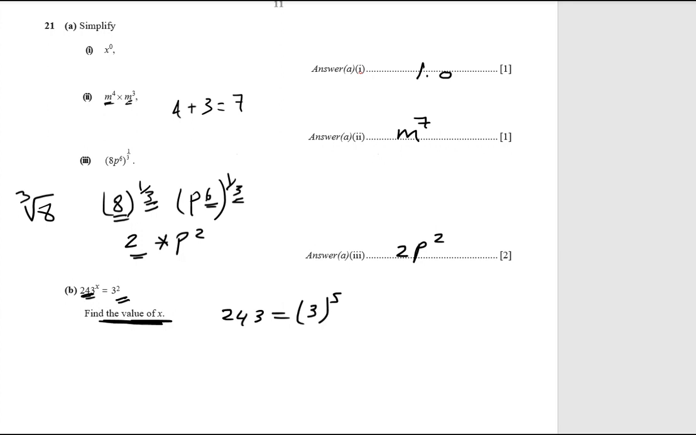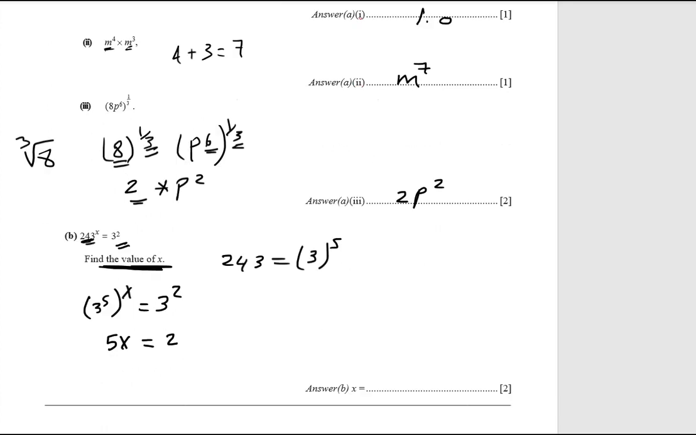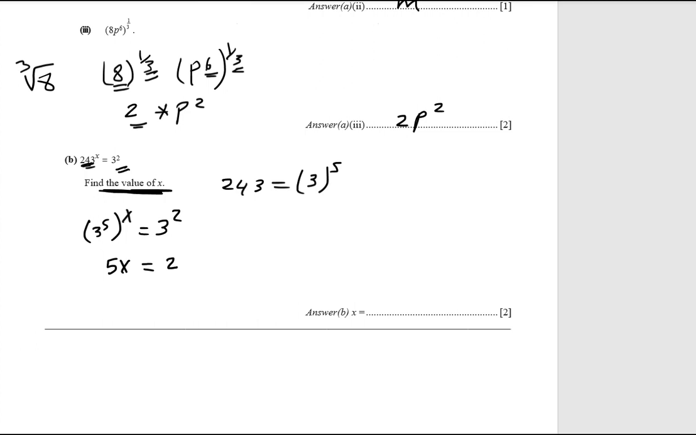So I have here 3 power 5, all power x, is equal to 3 power 2. So 5x is equal to 2. Why? Because now the base is 3 on both sides. So 5 multiplied by x, 5x, equal to 2. So x is 2 over 5. So the answer here is 2 over 5.